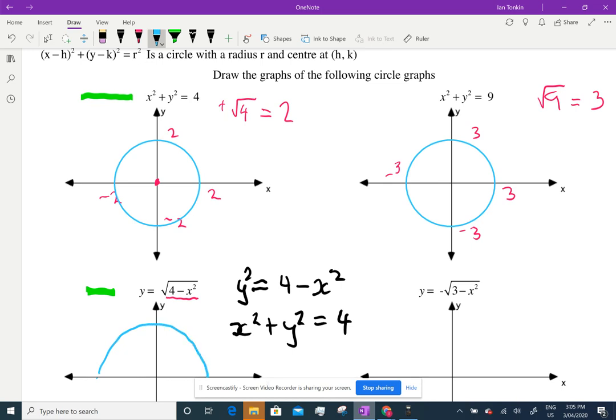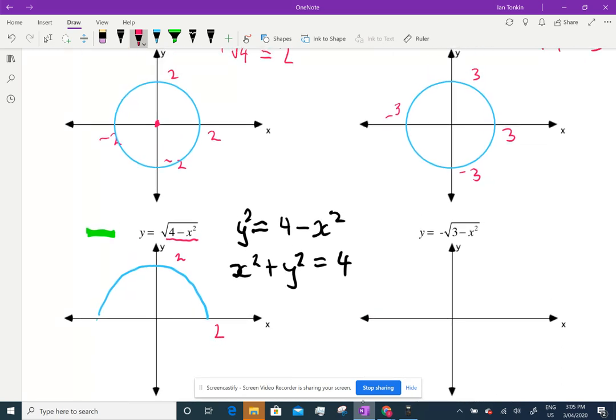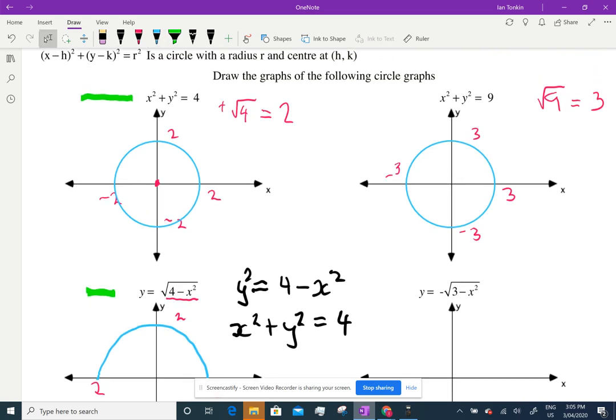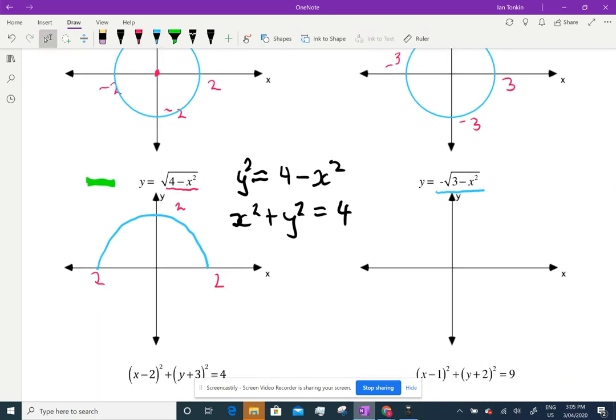Same as the one above, radius of 2, but because I'm taking the square root and the positive square root, it's only the top half. And it does touch the x-axis. This one is exactly the same as the one above, except because it's got a negative out the front, it's the bottom half of that.